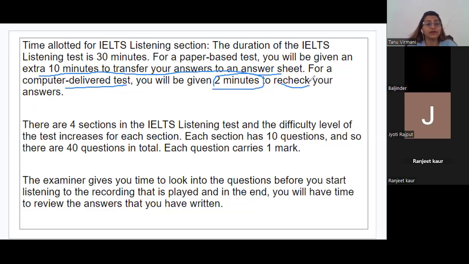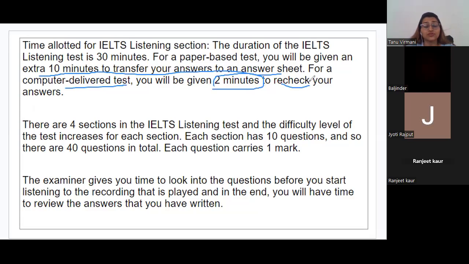Are any of you preparing for computer-delivered, or are all of you preparing for paper-based tests? Do we have any candidate here who is preparing for the computer-delivered test? No one. We all are preparing for paper-based, right?